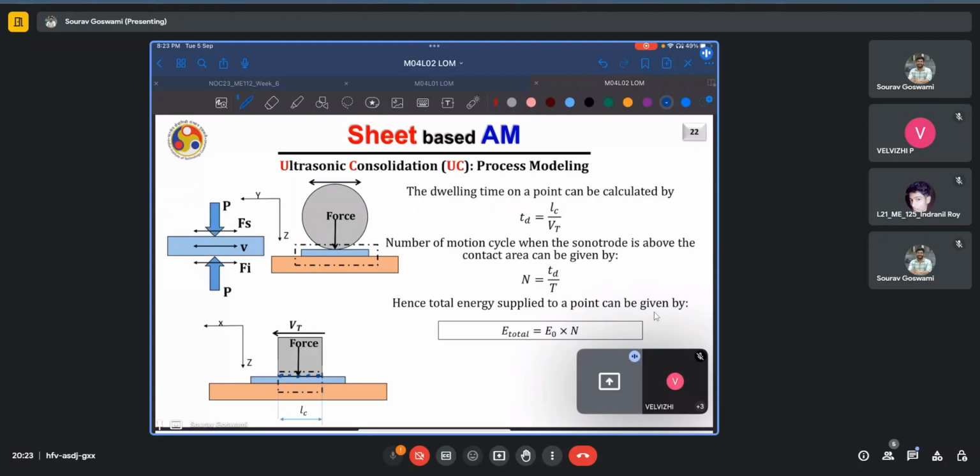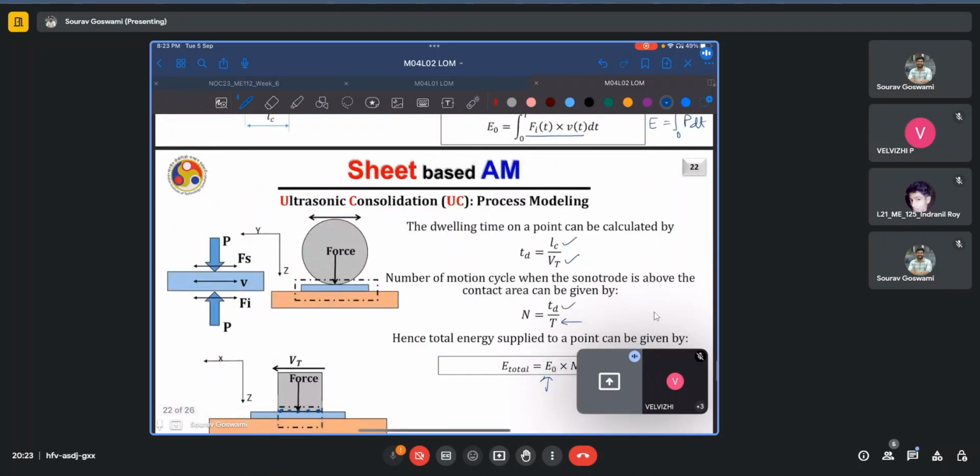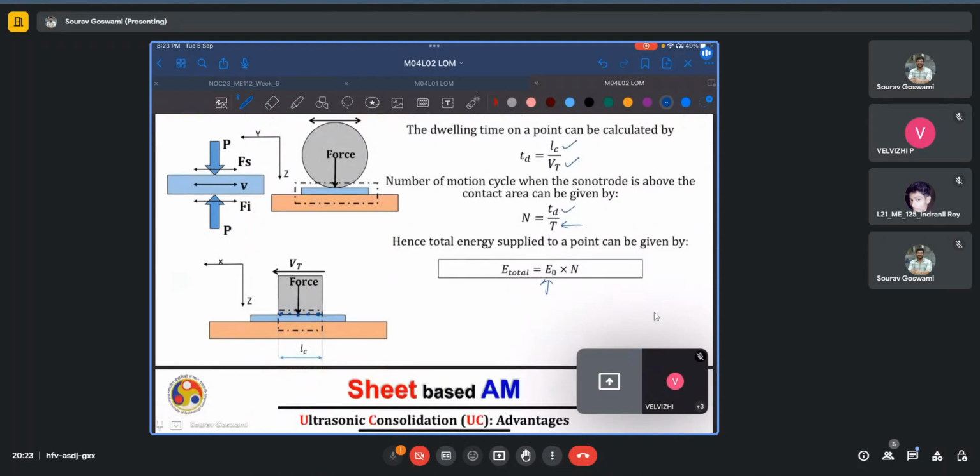So the dwelling time can be calculated simply by dividing the contact length by Vt or the transverse velocity, the travel velocity, and the number of motion cycles can then be calculated by dividing this dwell time by the time period of oscillation. And then the total energy supplied to each point can be computed as the energy supplied in each cycle, which is E naught, times the number of cycles which the point has been subjected to.